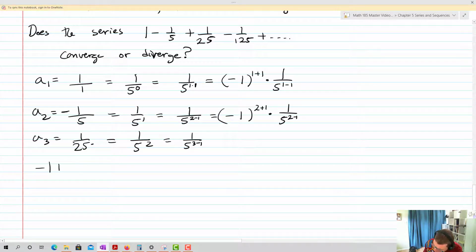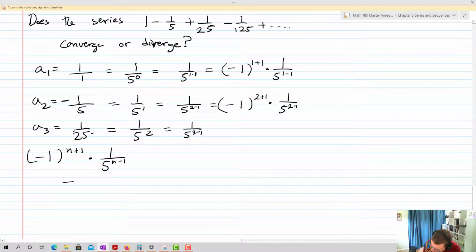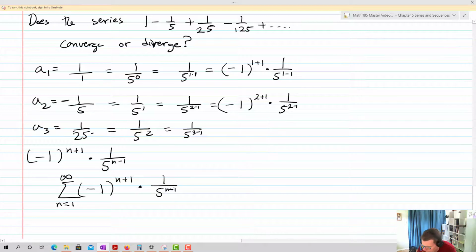It's now going to be negative 1 to the n plus 1, times 1 over 5 to the n minus 1. All right, that's my sequence. So my series is now going to be the sum from n equals 1 up to infinity of negative 1 to the n plus 1, times 1 over 5 to the n minus 1.